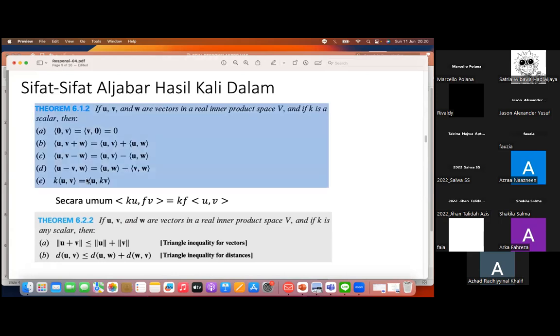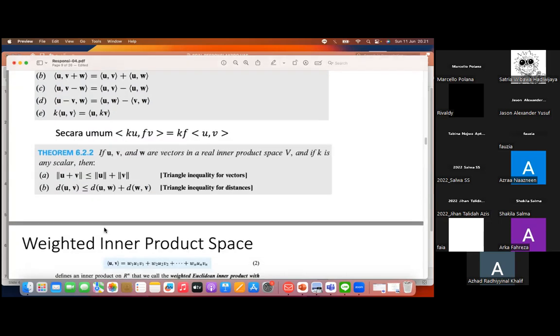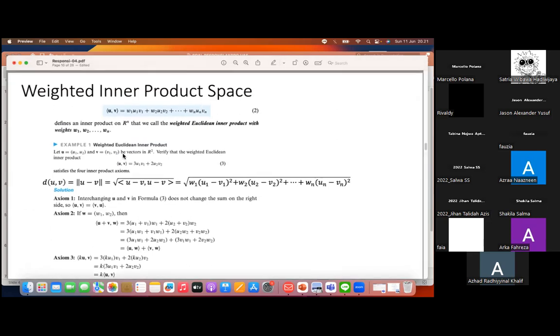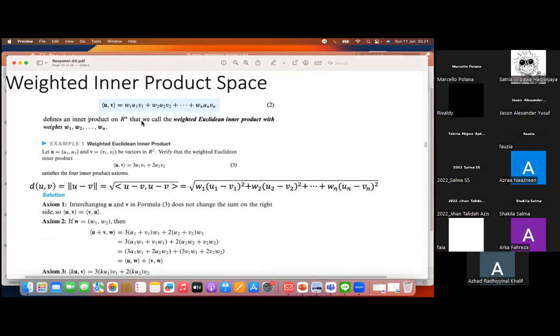And for this one, where we have a scalar, if we have ku comma fv, the result will be k times f, the scalar, times u comma v. So this is the general formula for step E. And for this one, we don't have to study that. And now we have something called weighted inner product space.